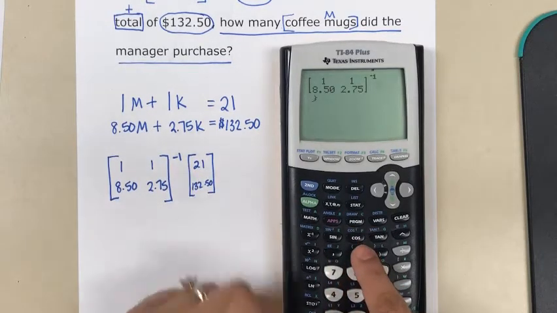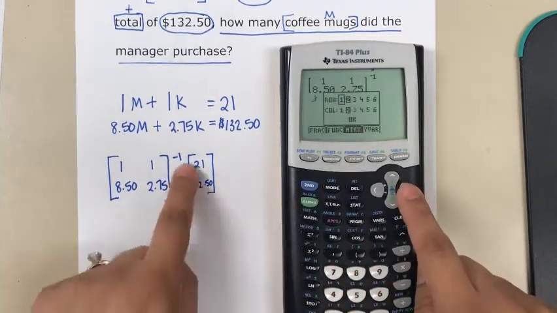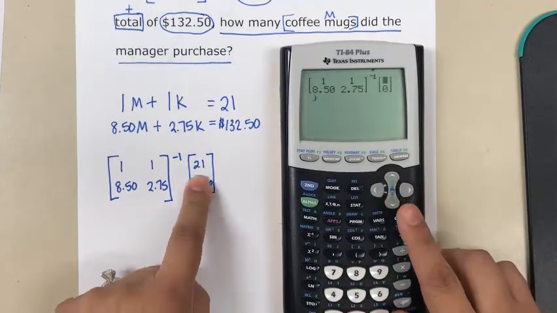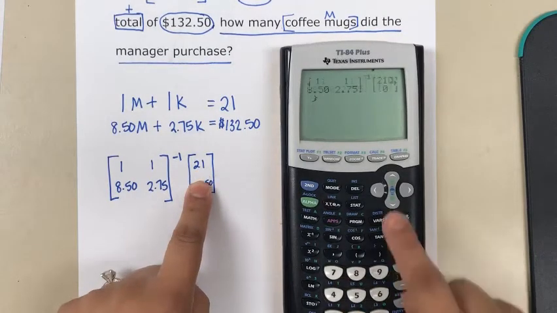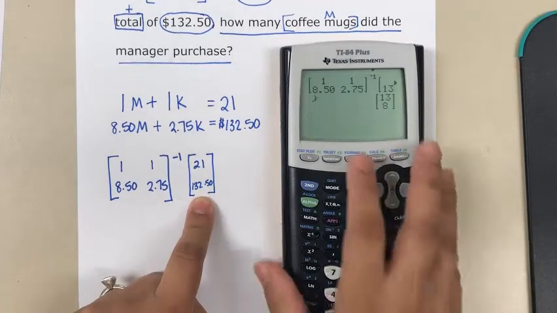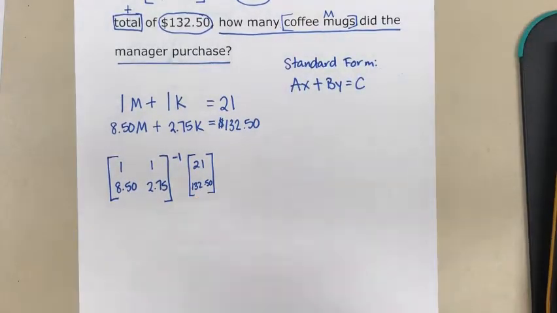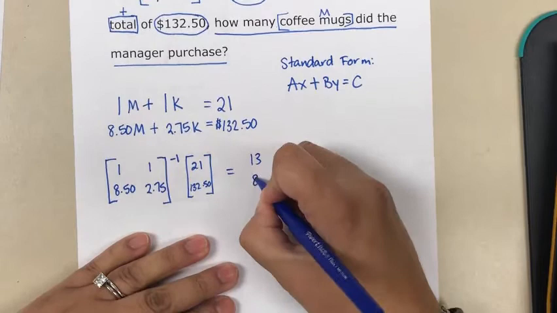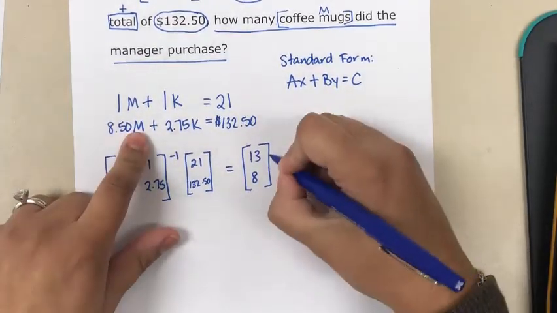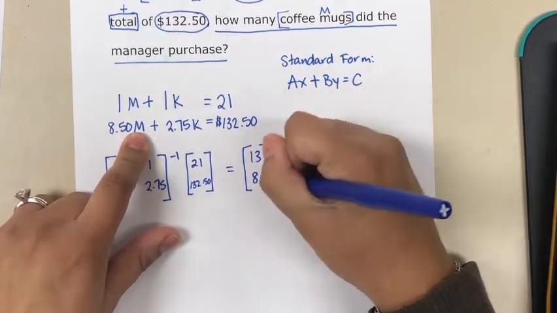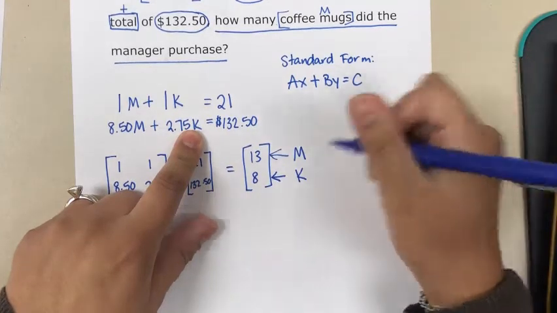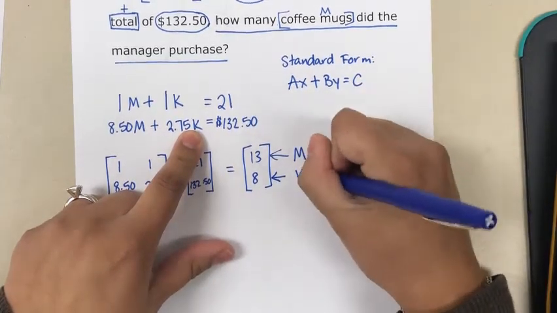And then I need another matrix, so alpha zoom. This time I have 2 rows and 1 column, so 2 rows, 1 column, okay. And then it's 21, and then 132.50. Push enter, I get 13 and 8. Now, since my m's came first, my top number is my m, and the k's came second, so my bottom number is the k, which is mugs and keychains.